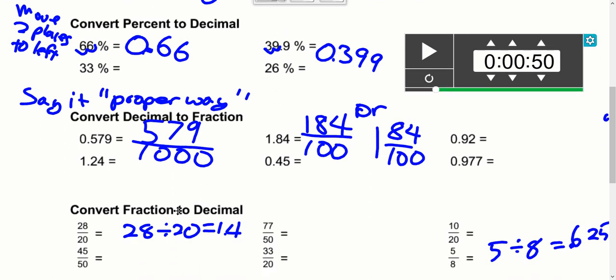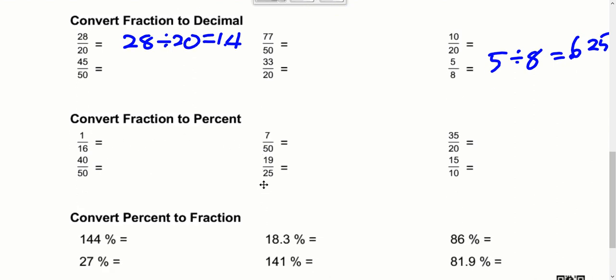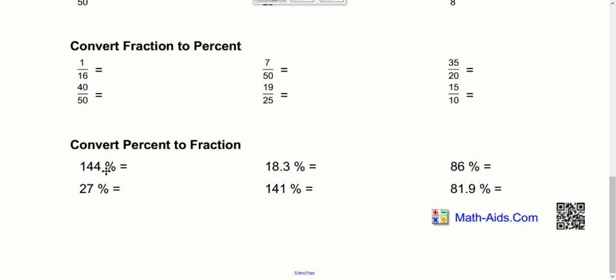And then convert fractions to decimals. Okay? So take the top number divided by the bottom, and then write the decimal that you get, 1.4. All right, and this one would be 5 divided by 8. We get 0.625. And now convert fractions to percents. Okay, this is a lot like what we did in our warm-up. If I can scale up to 100, I probably should. If not, take the top number divided by the bottom, and then turn that decimal into a percent. And then converting percents to fractions, basically write this over 100. Okay, so it would be 144 over 100, and then you can simplify if need be.